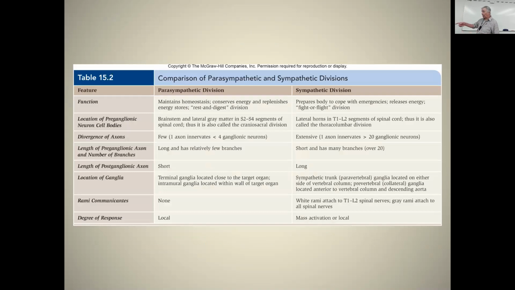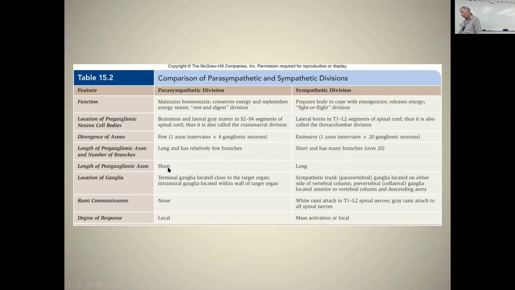So, comparisons of parasympathetic and sympathetic divisions. Function: parasympathetic maintains homeostasis, conserves energy, replenishes energy stores, rests and digests. Sympathetic prepares the body to cope with emergencies, releases energy. Fight or flight division. Location of preganglionic neuron cell bodies: brainstem and sacral region of the spinal cord for parasympathetic; thoracic and lumbar spinal cord for sympathetic. Length of preganglionic axon: long, a few branches for parasympathetic; short, and many branches for sympathetic.